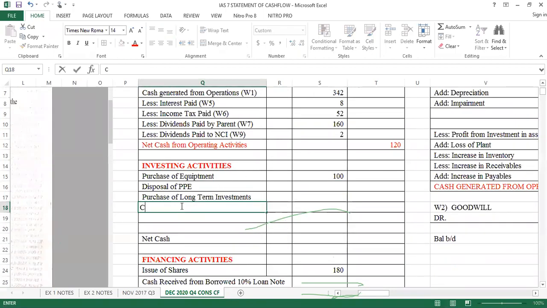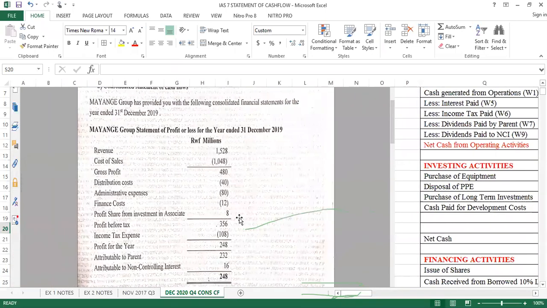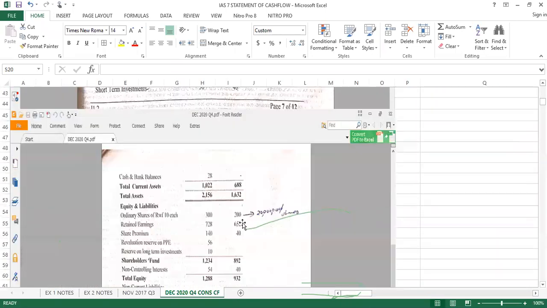So cash paid for what? Development costs. We cannot call it purchase because you are developing inside the company. Cash paid for development costs. It is how much? 200 million. Let us continue reading. We see if there is anything we can post directly before we start working.